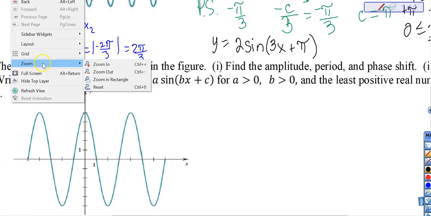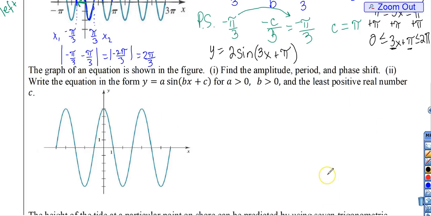All right, so I'm going to zoom back out here a little bit. And let's look at the next problem. It says the graph of an equation is shown in the figure. Find the amplitude, period, phase shift, and then write the equation in the form y equals a sine bx plus c for exactly the same conditions as before.